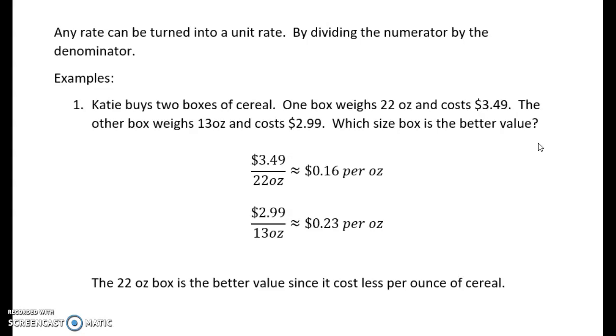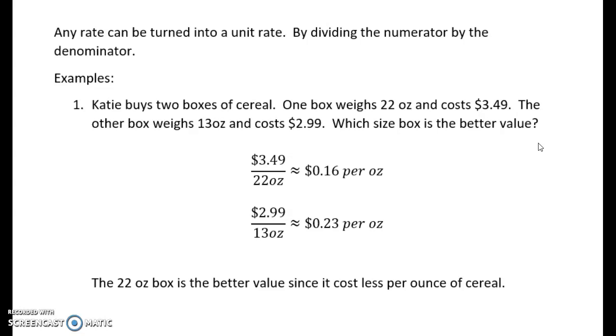here for number 1, Katie buys 2 boxes of cereal. One box weighs 22 ounces and costs $3.49. The other box weighs 13 ounces and costs $2.99. We want to know which size box is a better value. Well, in order for us to determine this, we want to know how much each box is costing per ounce. So we could take each of these boxes and write them as a rate. Since I'm talking about value, I want to write the rate so that the unit for money is in the numerator.